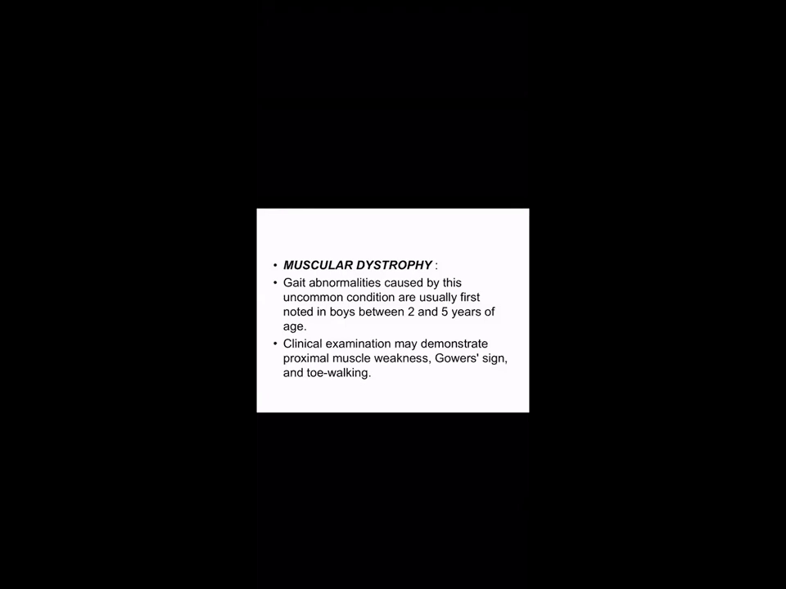Clinical examination may demonstrate proximal muscle weakness, as we said, the Gower sign, or toe walking, or excessive lordosis of the spine when they are standing and walking. All these are signs of muscular dystrophy.